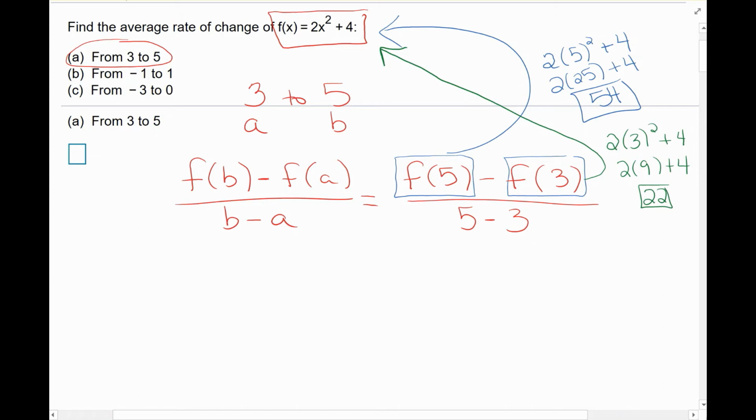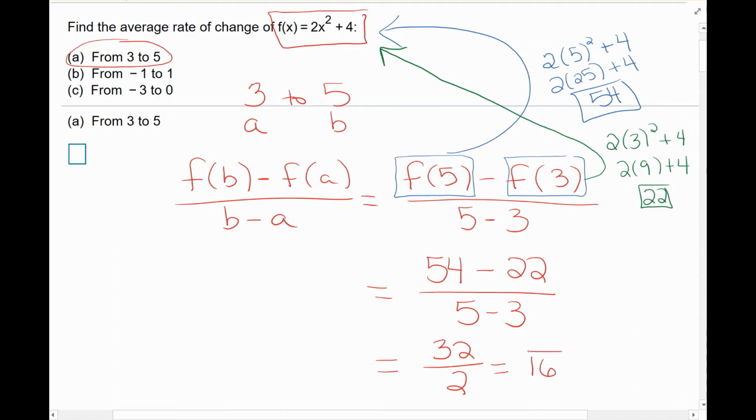Okay? So let's rewrite our problem now, right? This is going to be 54 minus 22 over 5 minus 3. Now I can simplify. I have all my numbers there. 54 minus 22, that's going to be 32 over 5 minus 3, that's 2. And then 32 divided by 2, that's going to be 16. So the average rate of change is going to be 16 for part A.